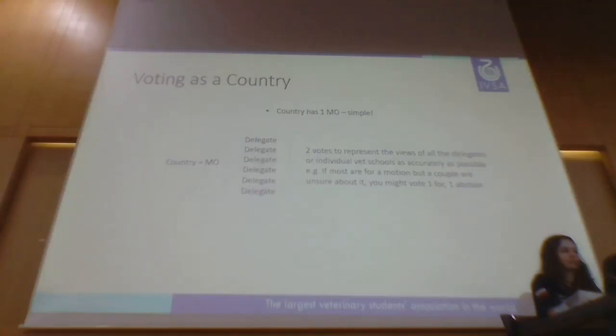Here's just a bit more of an example. A country has one MO: one school, one chapter, one local member organization, and they all vote the same. Then you're going to have two votes that are representative of everyone that voted there. So if everyone votes the same thing, you can all say, okay, we all agree on this, we're all going to vote for it, or we all agree to vote against it. If it's a person, we can say we all vote for it, or we all abstain.